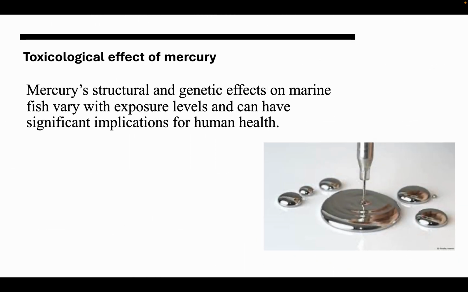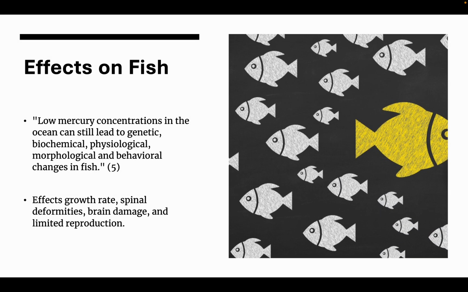Now, looking at the effects of mercury on human and fish health. Let's look at the effects on fish. Low mercury concentrations in the ocean still lead to genetic, biochemical, physiological, morphological, and behavioral changes in fish. Some of the negative effects will stunt the growth rate, and it'll also cause spinal deformities, brain damage, and limit reproduction.